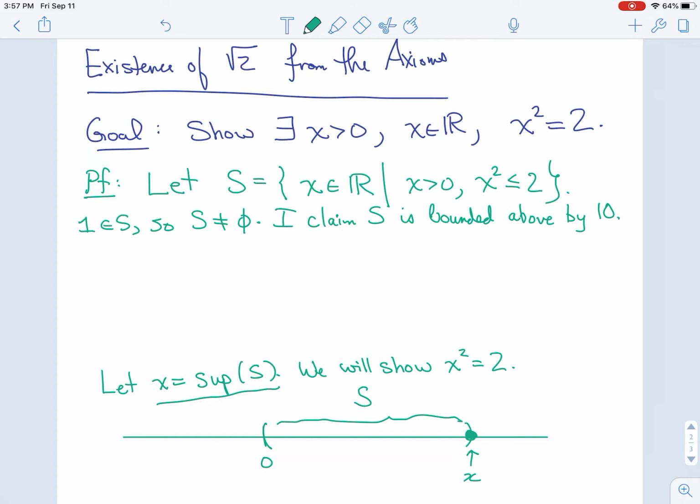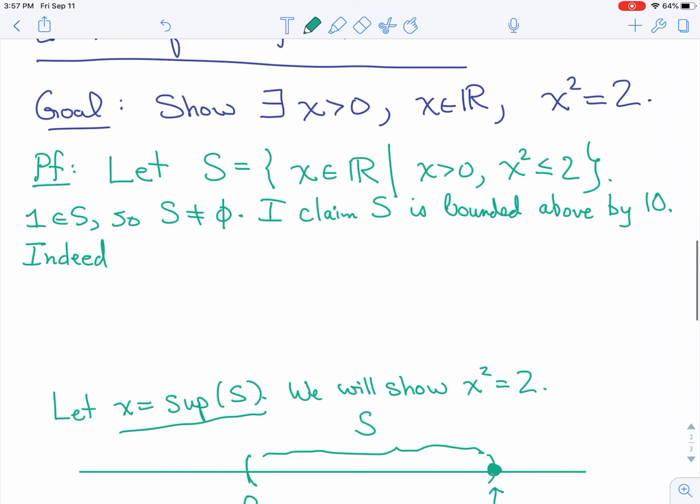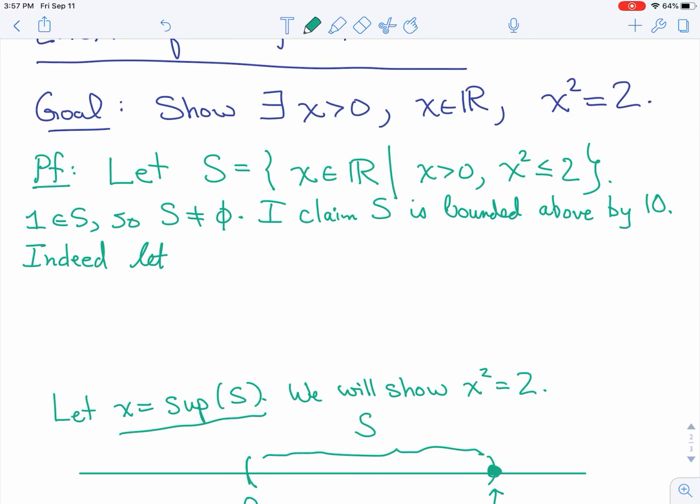Okay. So I claim that S is bounded above by 10. Indeed, let Y be an element of S. Then what do I know? Well, I know that Y is a positive number, and I know it squares to less than 2. Right? So I know that Y squared is going to be less than 2.